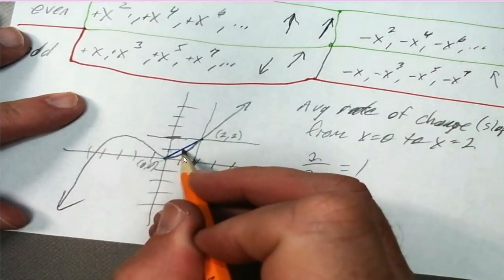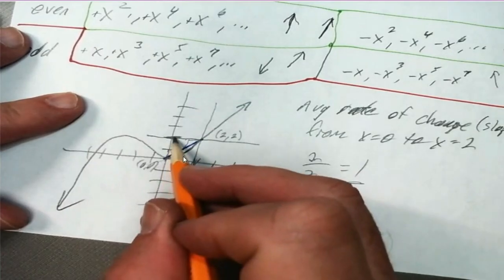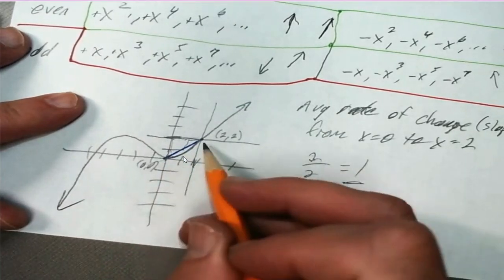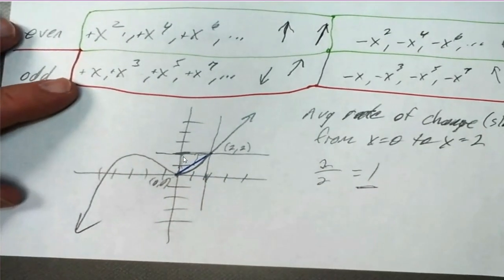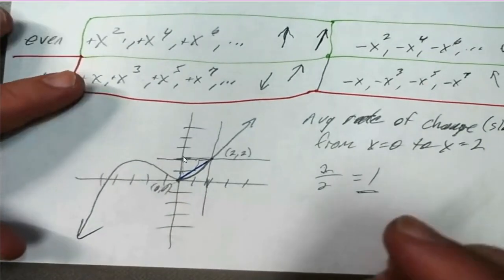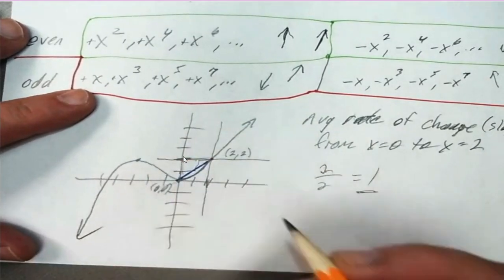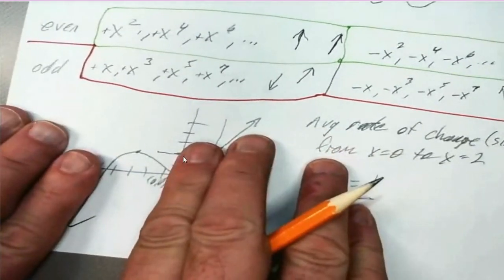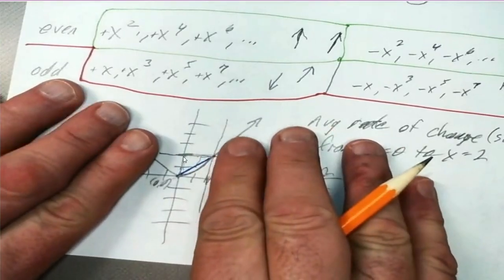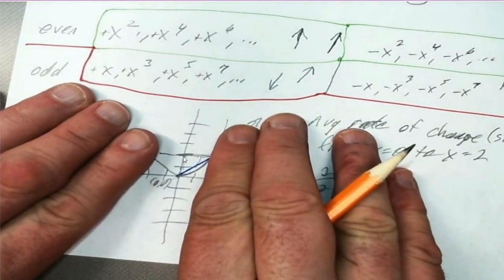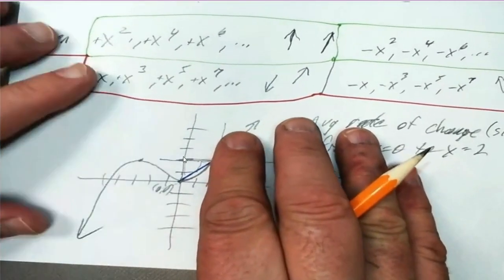Because it goes up 1 over 1, up 1 over 1, or up 2 over 2. It just wants to know the slope between those 2 points. And then it talks about maximum and minimum. This is a relative maximum. This is a relative minimum. Because in this part of the graph, nothing's higher. And in this part of the graph, nothing's lower. We can talk about that in Algebra 2. It's kind of a review.